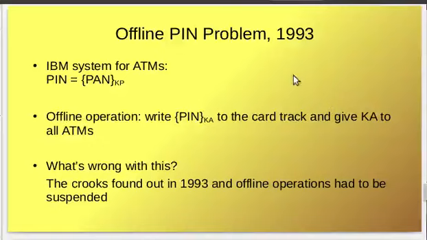There's a similar problem actually described in the book, but this is a slightly different problem than in the book in chapter 3. So IBM had this system for ATM machines where what they would do is they would generate a PIN number based on the primary account number, encrypted using a key.